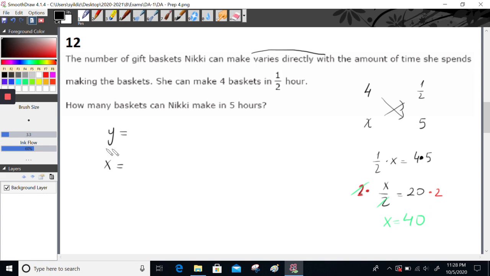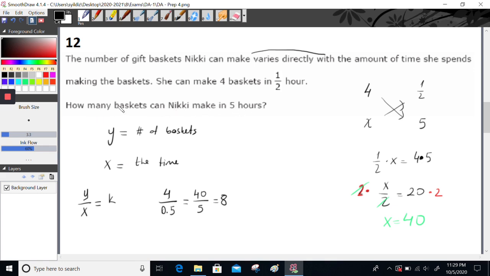But we can also do this question using y and x. y over x is k, which is the constant of proportionality. Let's say that y is the number of baskets, and x is the amount of time to make these baskets. So y over x is always k, because it says varies directly with. y is 4 baskets and x is 1 over 2. What is 1 over 2? It is 0.5. So we multiply both numerator and denominator by 10, and it's going to be 40 over 5, which is 8. What is 8? 8 is the constant of proportionality. 8 is k, and it never changes.